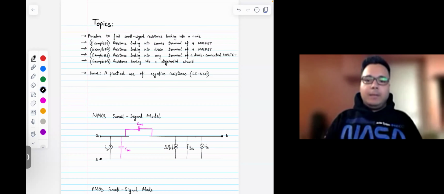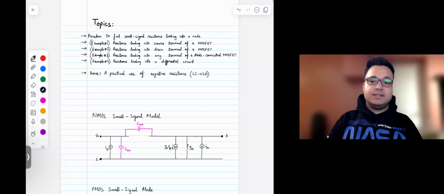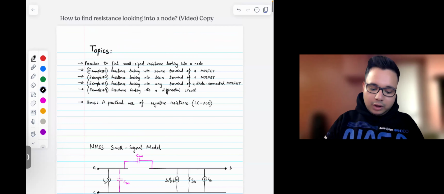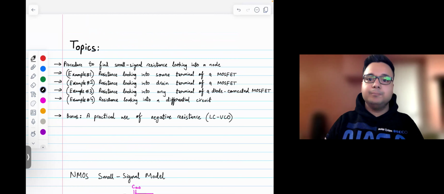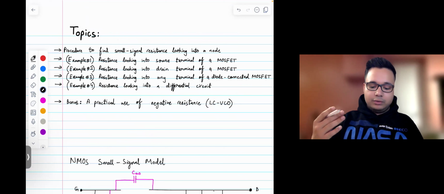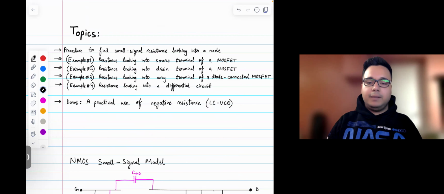Hello everyone, my name is Bhaskaran and this is going to be a quick video about how to find resistance looking into a node of any analog circuit. So first of all, we're going to start off with the procedure to find the small signal resistance looking into a node. So we'll discuss the steps and then we will do about 3 or 4 examples to sort of apply those steps and see how we find the small signal resistance looking into a node.